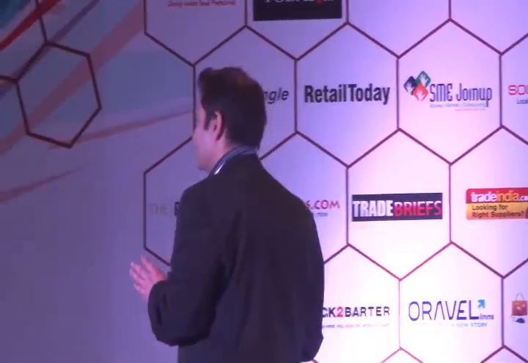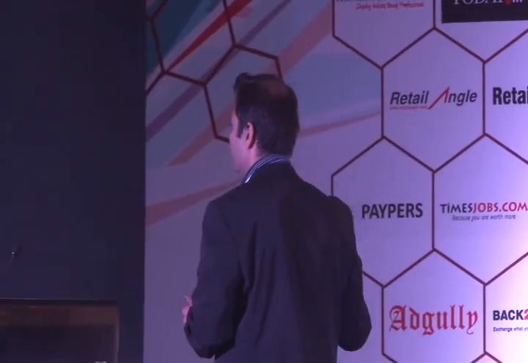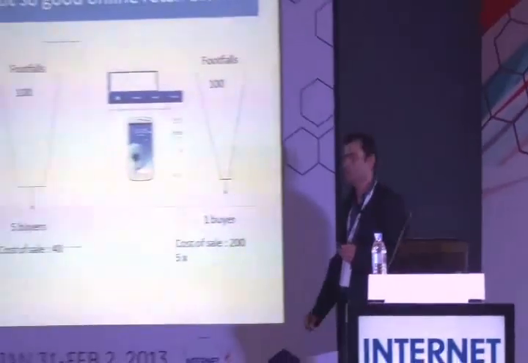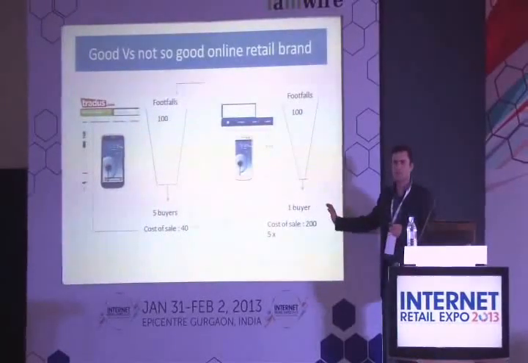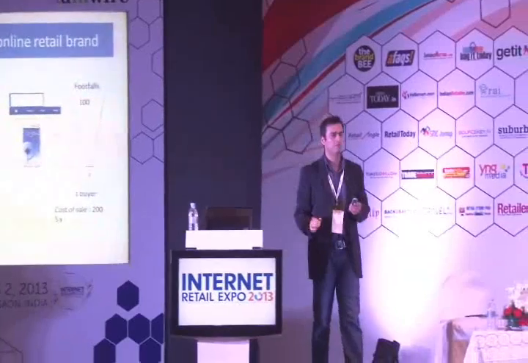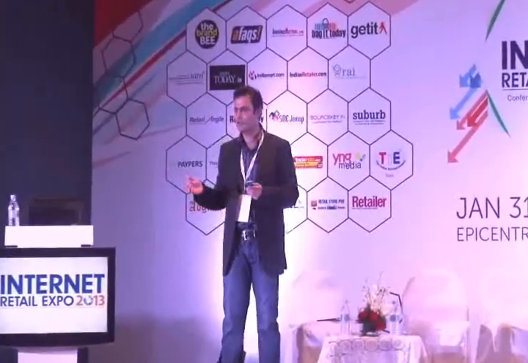So I'm going to start with the core economics of good versus bad. In the first case, there are 100 people walking into your online shop, and of the 100, 5 people are buying. Whereas in the next case, where I've actually hidden the brand, everything is looking the same, of the 100 people, only one buyer. Which means, in simple financials, in the first case your cost of selling that mobile phone per buyer is 40 rupees, and in another case it's 200 rupees.